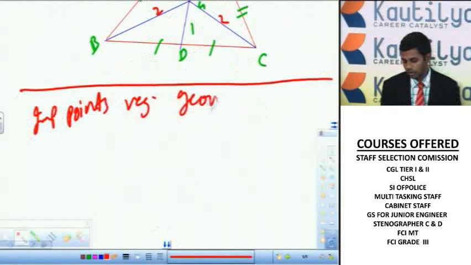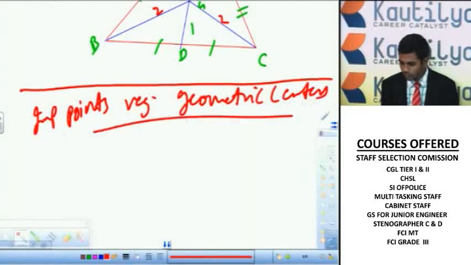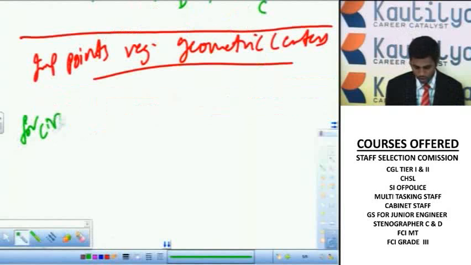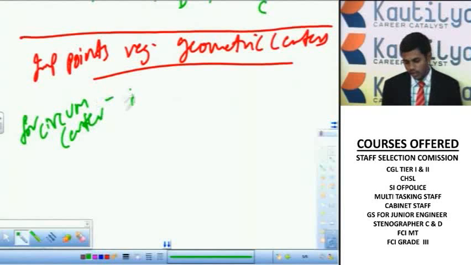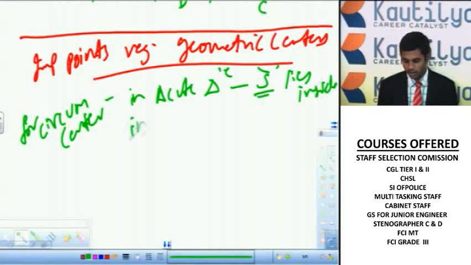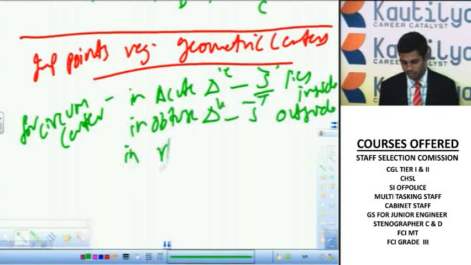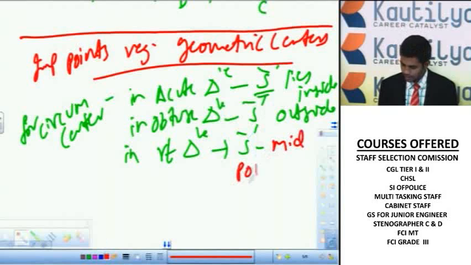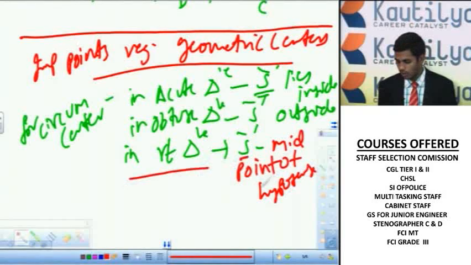Similarly, coming to important points regarding geometric centers. What are the basic important points? For the circumcenter, in an acute triangle, the circumcenter will be lying inside. The circumcenter, represented by the letter S, lies inside, and in an obtuse triangle S lies outside, and in a right angle triangle S will be lying on the midpoint of the hypotenuse. This is a very important one. That is, in a right angle triangle, the circumcenter will be lying on the midpoint of the hypotenuse.